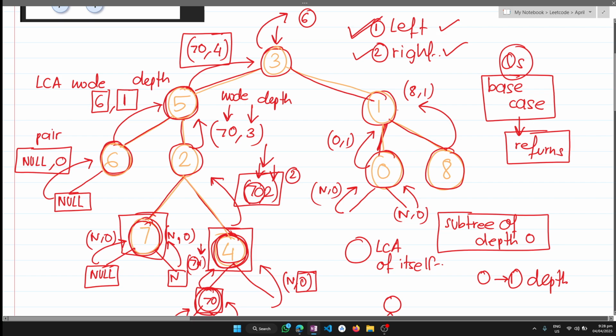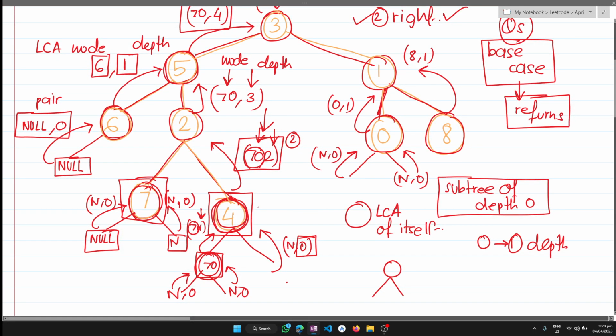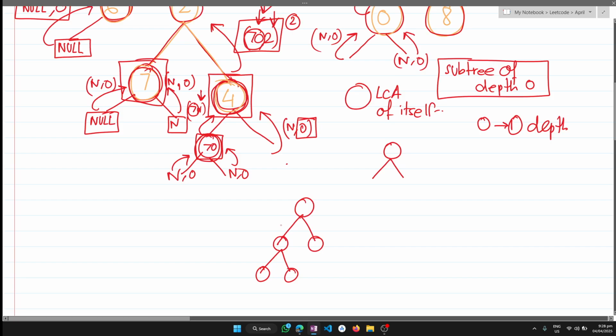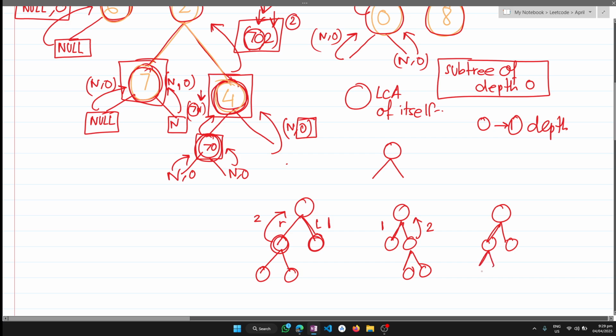You see, we discussed two possible cases. What are those two possible cases? Those two possible cases are these. You could have a scenario something like this, where the depth which you are receiving from the right subtree is greater as compared to the left subtree. The depth which you will receive from over here is 2 and from over here is 1, right? You could also have the scenario that the depth you receive from the left subtree is greater as compared to the right. But then there could also be a scenario where the depth is the same.